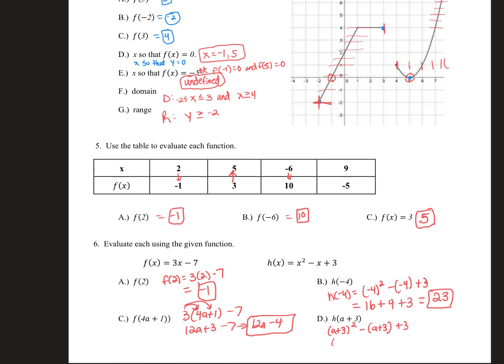Now, a plus 3 squared means write it twice. And then we'll distribute that minus sign. So minus a minus 3 plus 3. So we know the negative 3 and 3 cancel. Now, this first part, a plus 3 times a plus 3, we got to FOIL this. So FOIL, remember, is first, outside, inside, last. We get a squared plus 3a plus 3a is 6a plus 9 minus a is a squared plus 5a plus 9. And that's it.